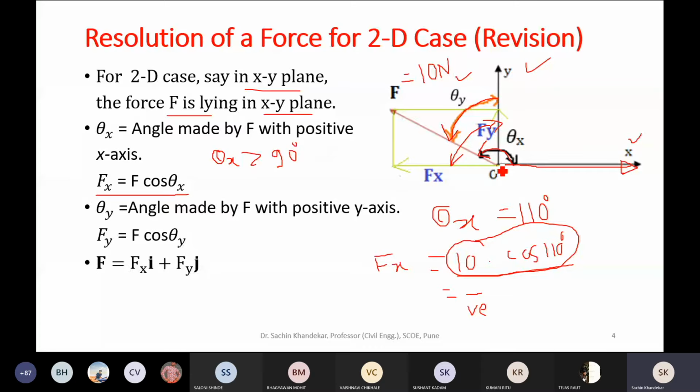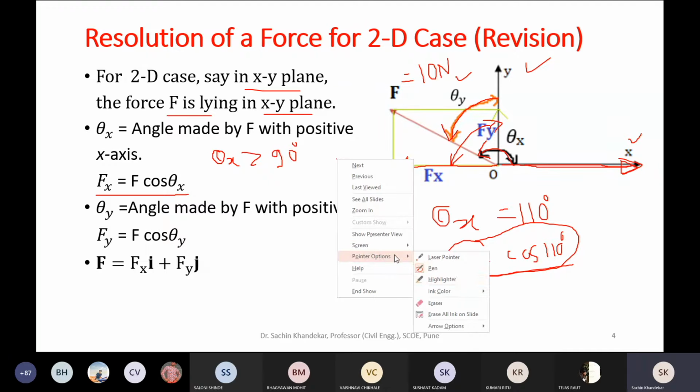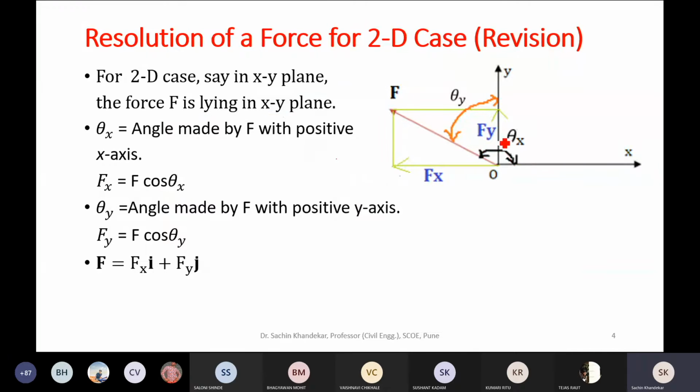Okay, so in short, now see what is the direction of Fx I have shown? It is in the negative x direction, right? So this is our positive x direction, right. Vertical upward is the positive y direction, right? So now, please, I hope you are getting what I'm saying. So here theta x is the angle made by this force F with respect to the positive x-axis.